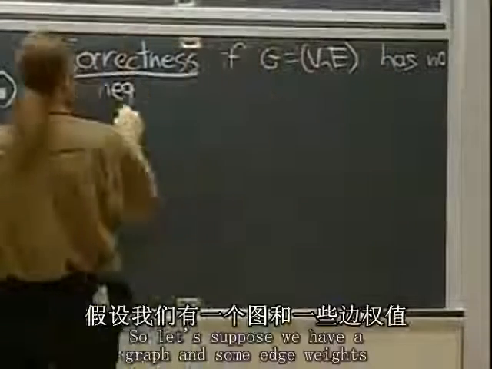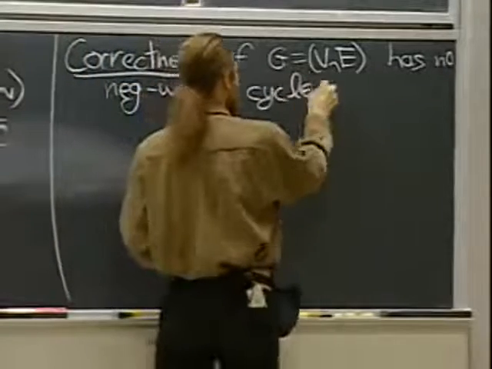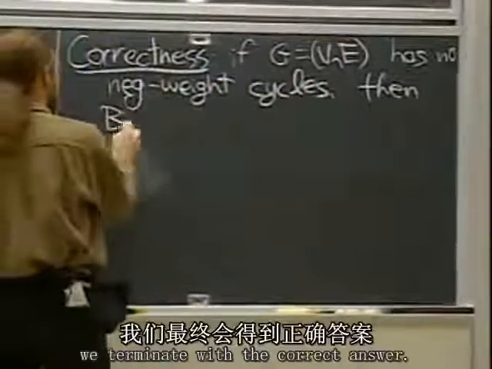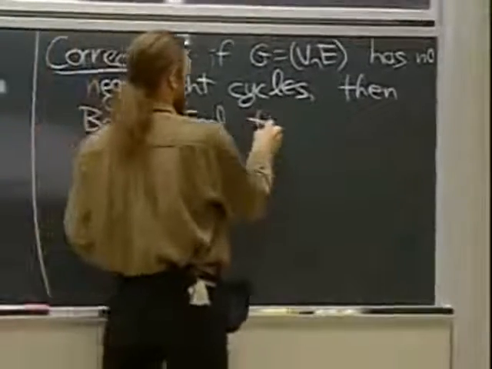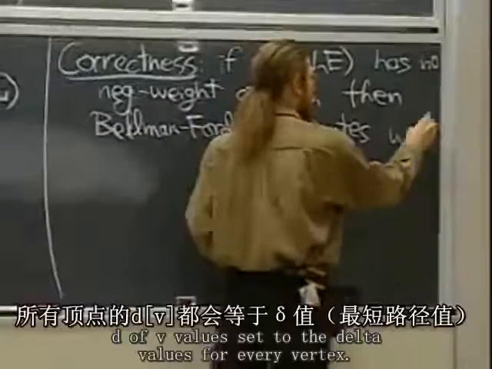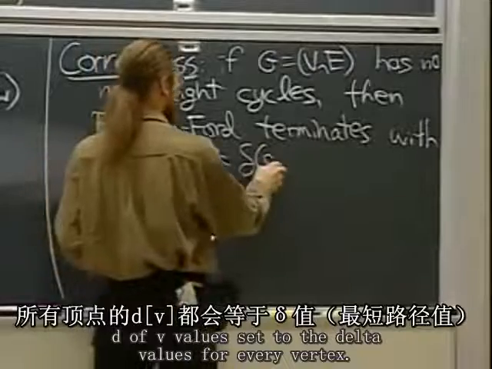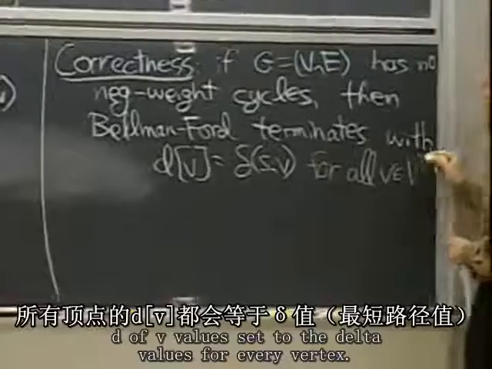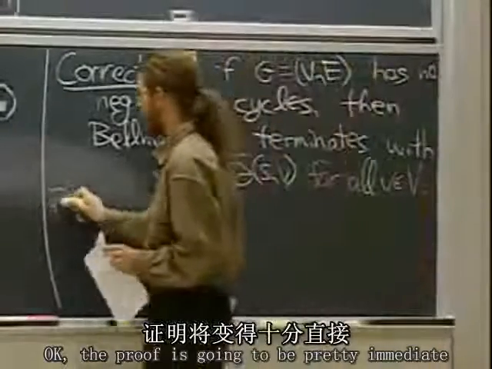So let's suppose we have a graph and some edge weights that have no negative weight cycles. Then the claim is that we terminate with the correct answer. So Bellman-Ford terminates with all of these d of v values set to the delta values for every vertex. Okay?